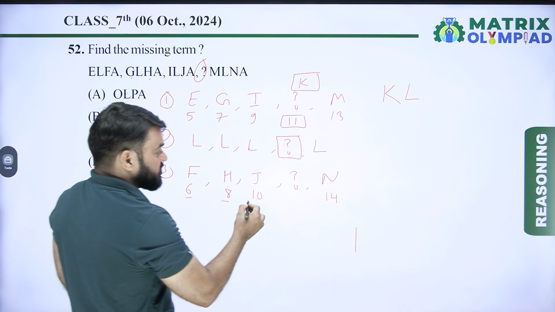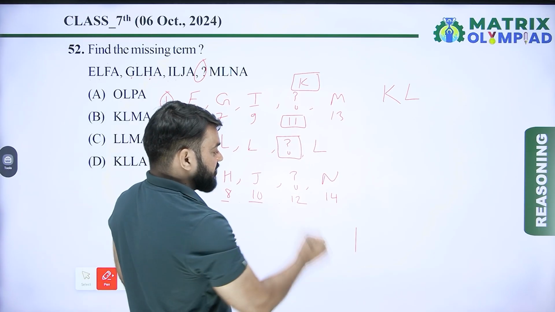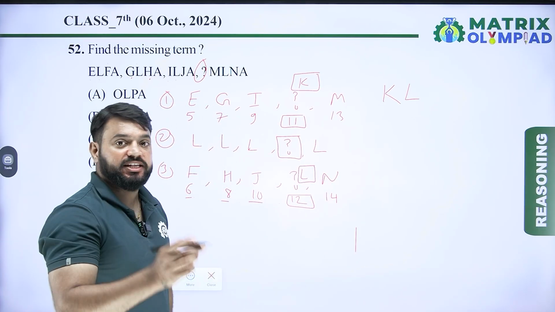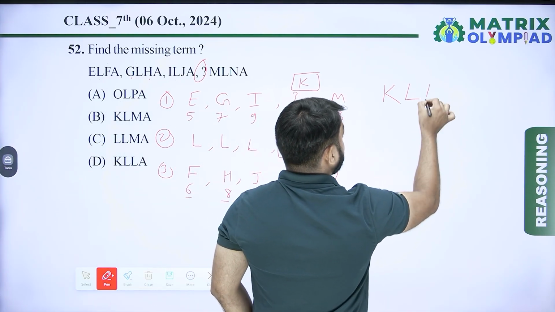So 6, 8, 10. Similarly, 12. Plus 2, and again plus 2. It means 12, so it means L, because the place value of L is 12 in the English alphabet. So the third alphabet of the missing term is also L.